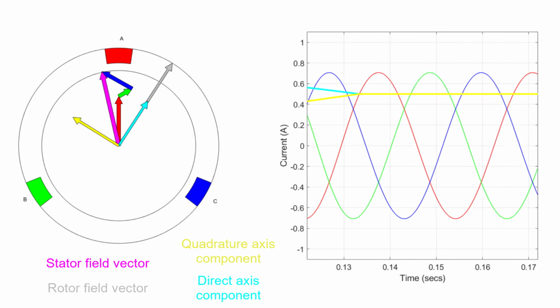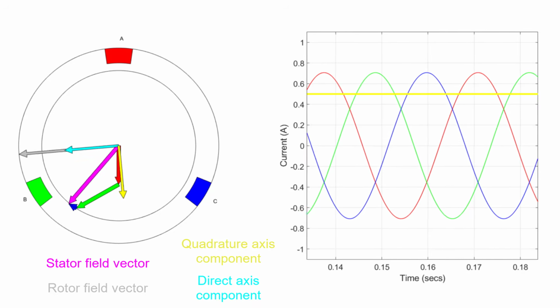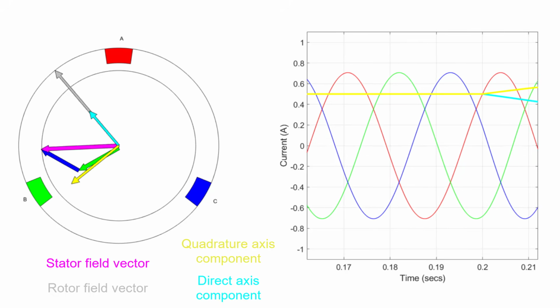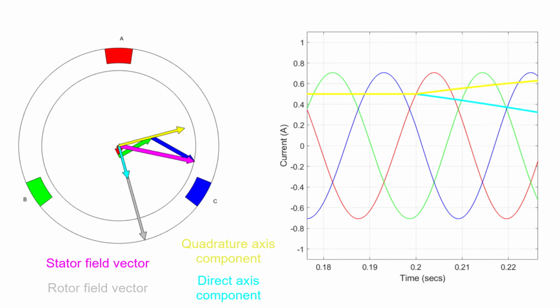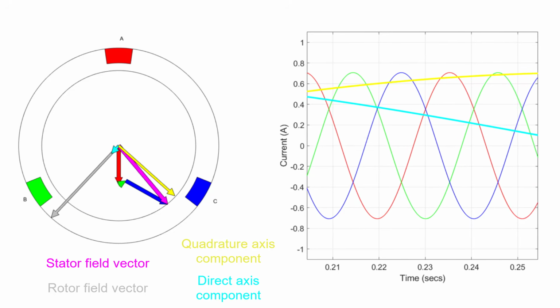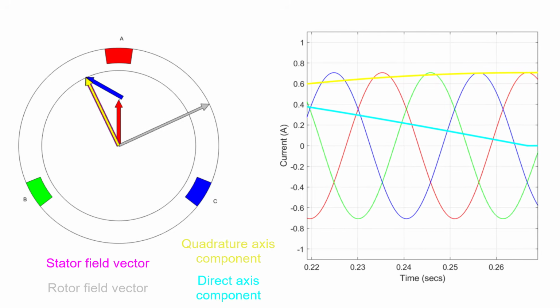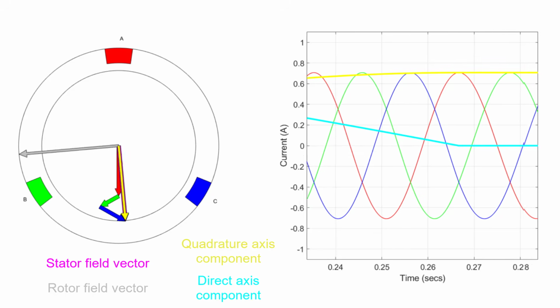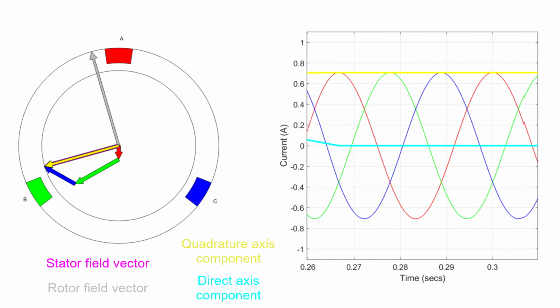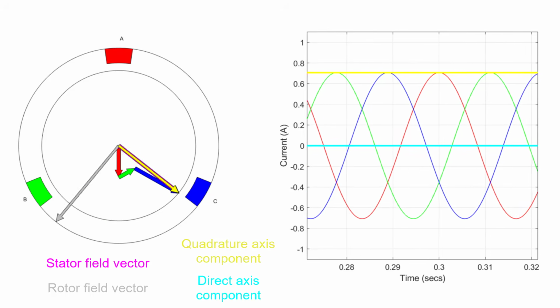We also observe this on the time series plot on the right. When it's in complete quadrature with the reference, we achieve the 90 degrees between stator and rotor fields. On the plot, we see the resulting sinusoidal three-phase currents separated by 120 degrees.